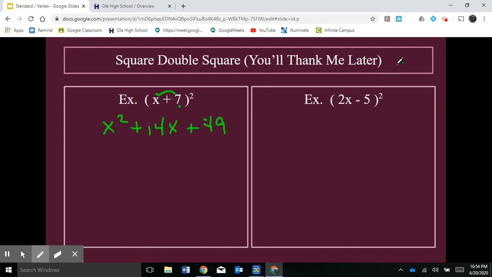All right, here's another example. Square the first one. So 2x squared is 4x squared. I want to multiply these two together. So 2x times -5 is -10x. Double it. There's where the double comes in. Double is -20x. And then I want to square the -5, plus 25. It always comes out to be positive because you're squaring something. All right, that's how you simplify these things.